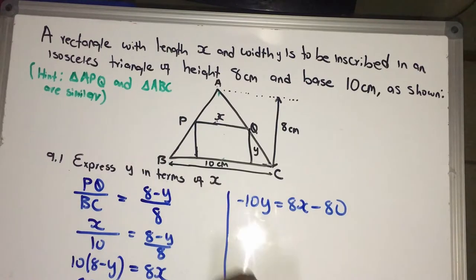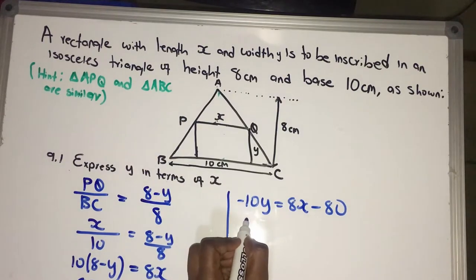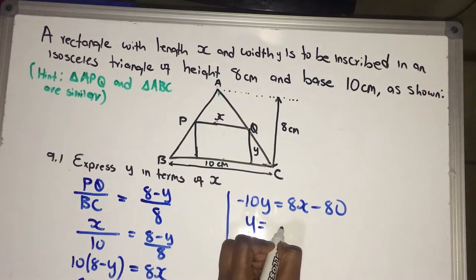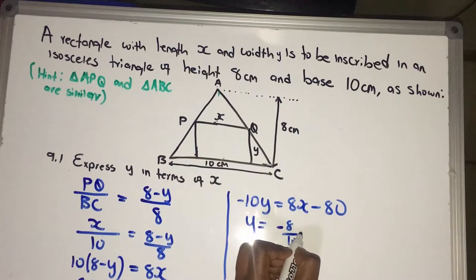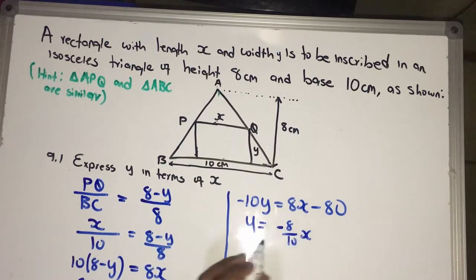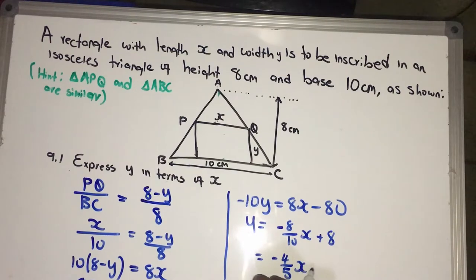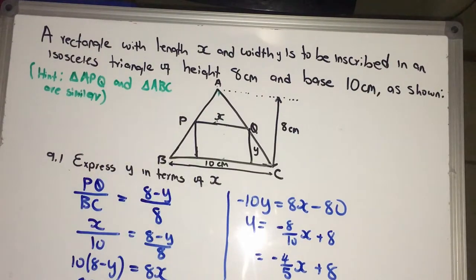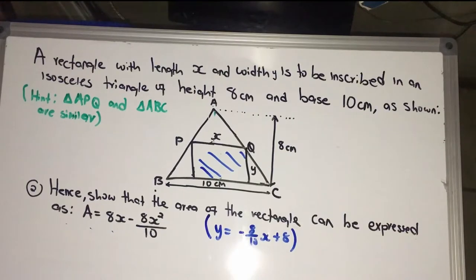Can you read this 80 guys on the other side? So my y, you can divide by minus 10, equals minus 8 over 10 x, and then minus 80 divided by minus 10 is plus 8. So you can simplify even further, minus 4 over 5 x plus 8. So we express y in terms of x based on the information about the triangle.